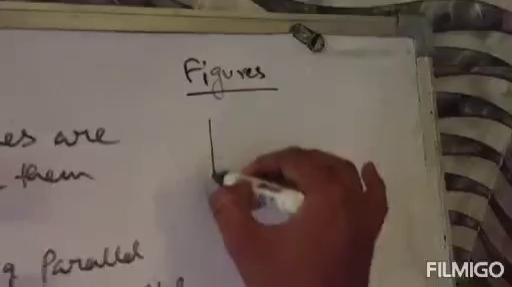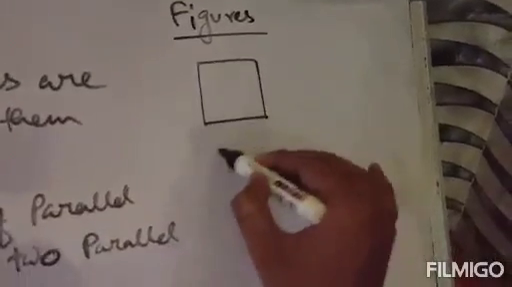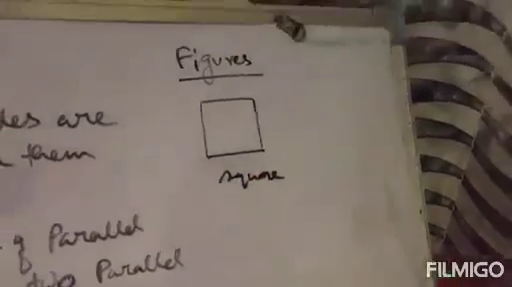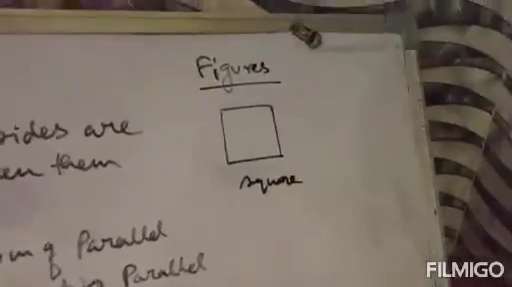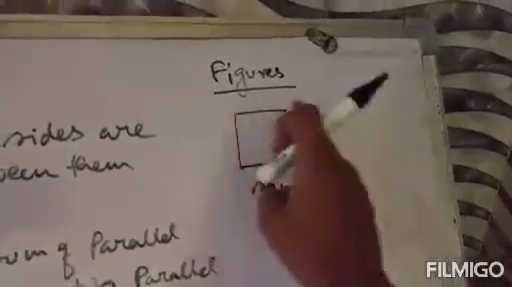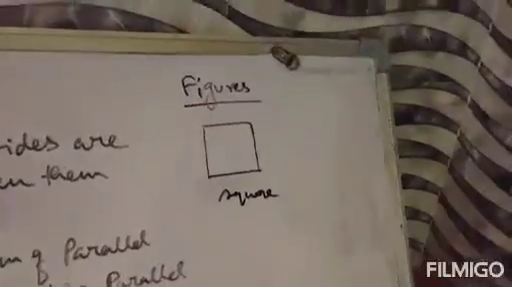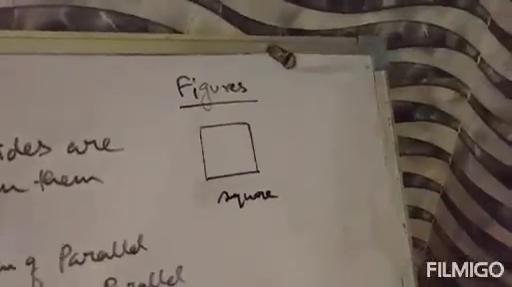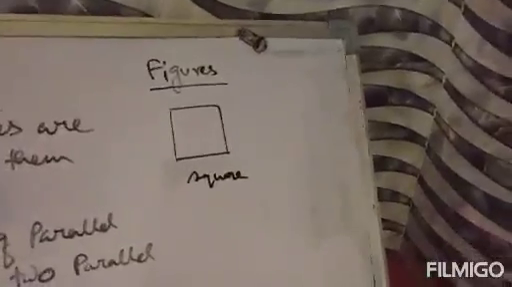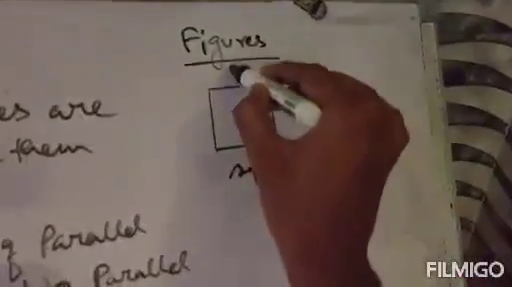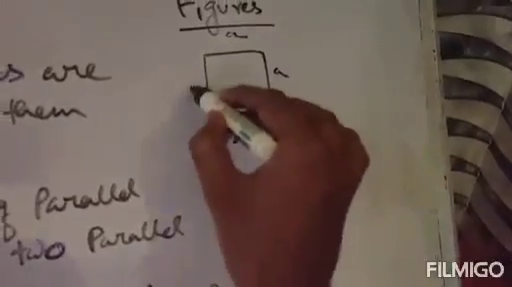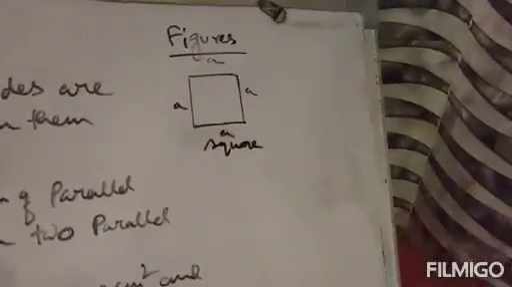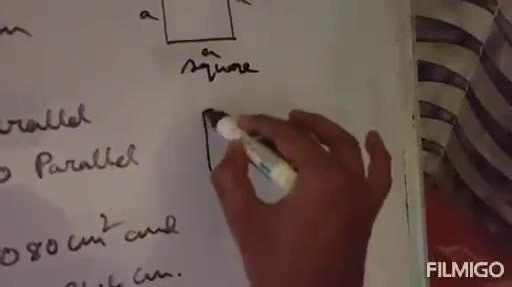At first we will talk about different figures. The first figure is a square. A square is a quadrilateral. Obviously it is a quadrilateral because it is a polygon bounded by 4 sides. A quadrilateral is a polygon which is bounded by 4 sides, and in a square all sides are equal. That means if this side is A, this is also A unit. All sides are equal. That is a square.